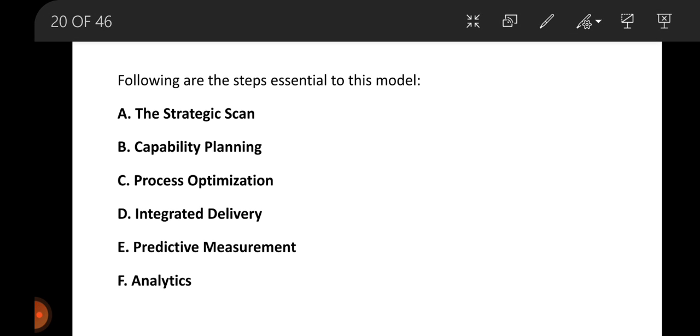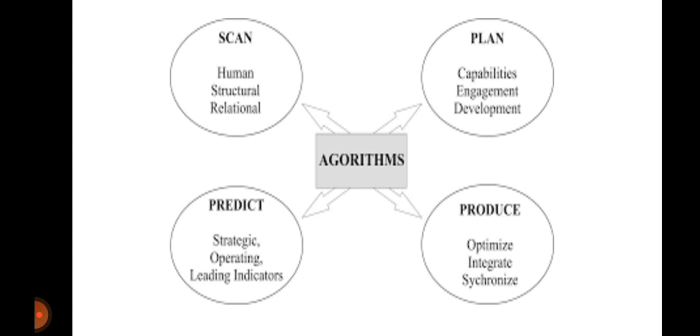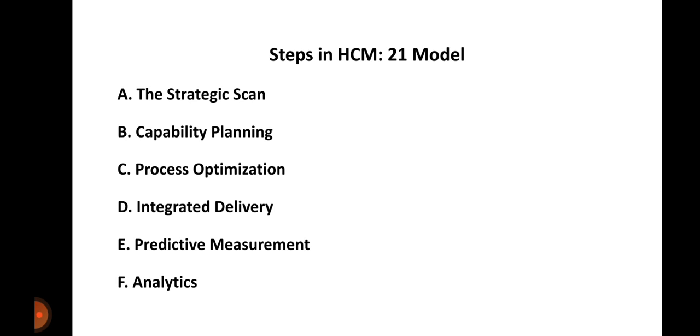So there are different steps in this model. Basically, it's strategic scan, capability planning, process optimization, integrated delivery, predictive measurement, and analytics. So we'll look into these steps one by one. The first one is strategic scan.